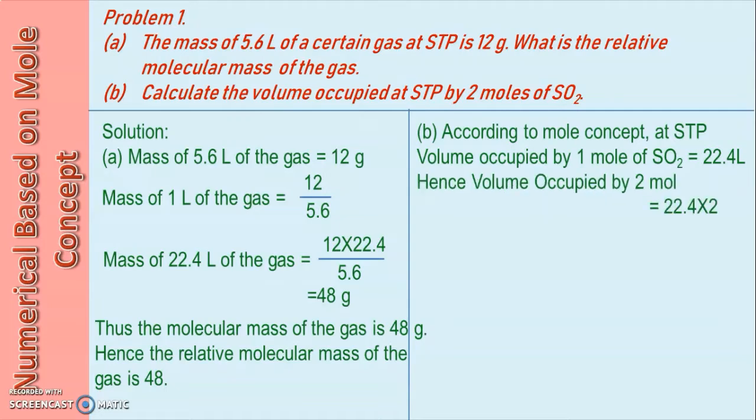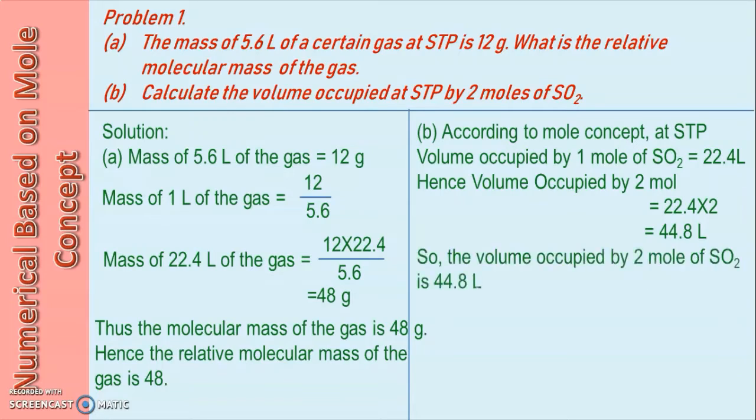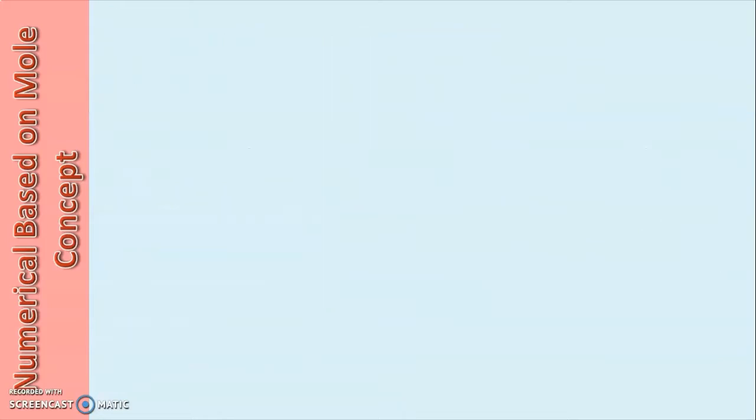So the volume occupied by 2 moles of sulfur dioxide will be 22.4 into 2, which is equal to 44.8 liter. Hence we can write the answer as: the volume occupied by 2 moles of SO2 is 44.8 liter. Let us discuss another problem.